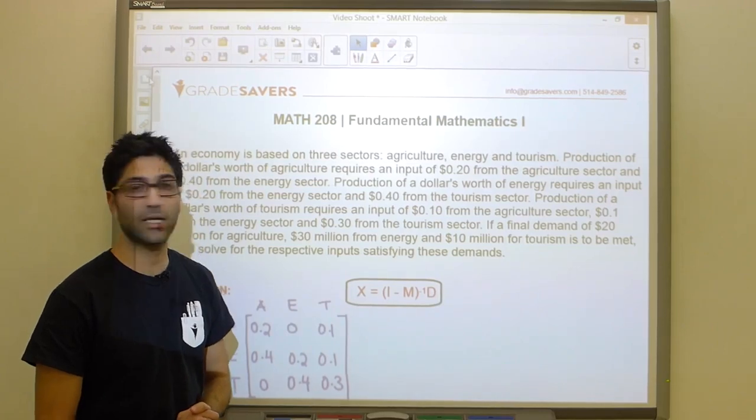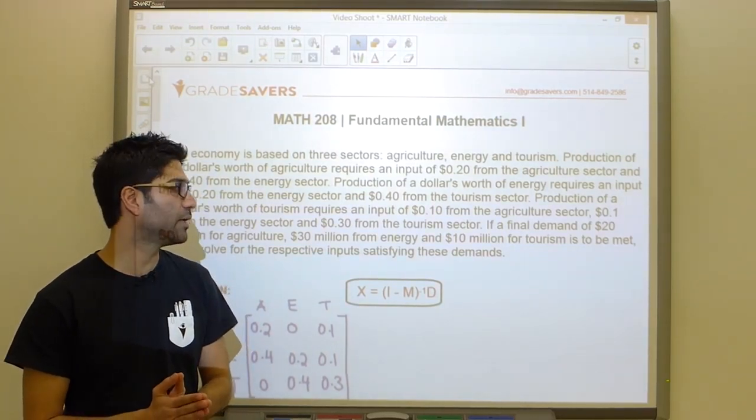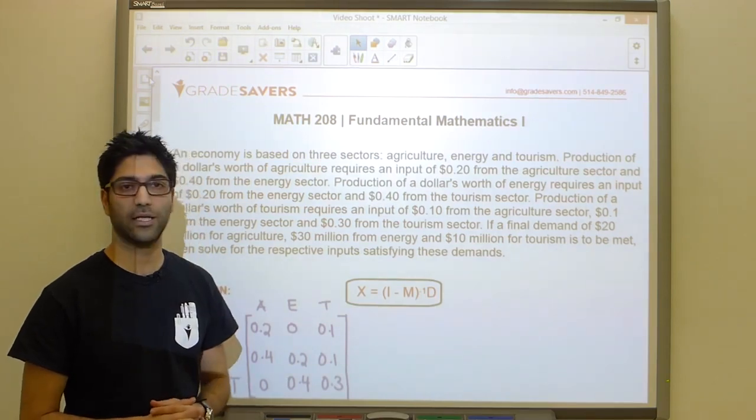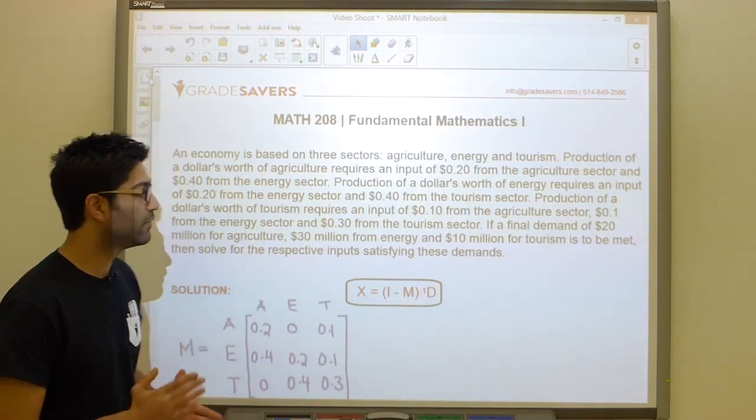So hopefully this trick is going to help you save a whole bunch of time in solving this problem, which is going to show up probably 100%. Let's move on to our next problem.